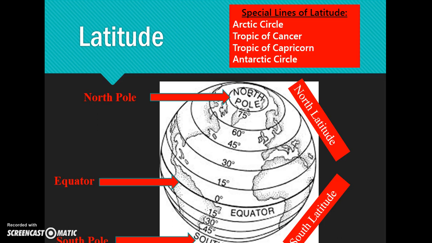One way to remember which tropic is in the north and which one is in the south is if we alphabetize them from north to south or top to bottom. Cancer would come first. Anything north of the equator we call north latitudes. Anything south of the equator we call south latitudes.